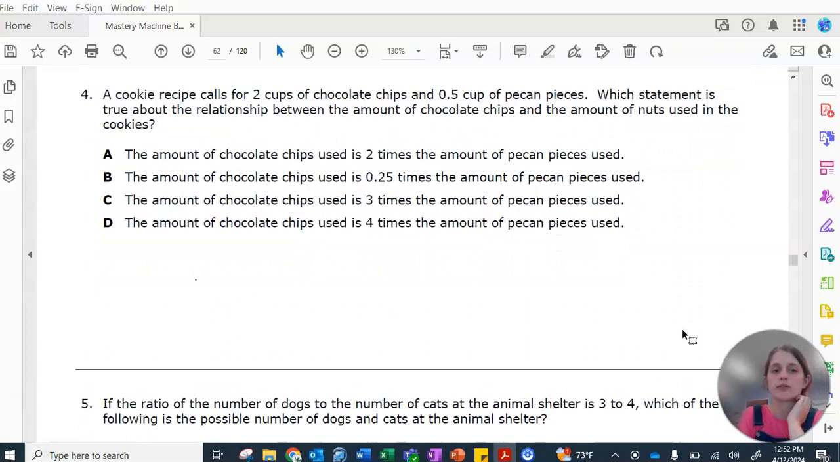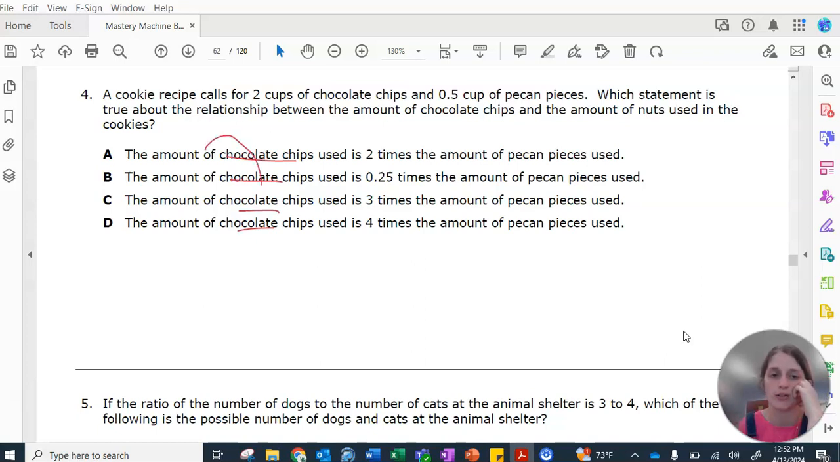On the next page, a cookie recipe calls for 2 cups of chocolate chips and a ½ cup of pecan pieces. Which statement is true about the relationship? So what I do is I write on top of the answer choices. I see the amount of chocolate chips. It's the same for all 4 of these. The amount of chocolate chips is 2 cups. So I'm just going to write a big old 2 right here.